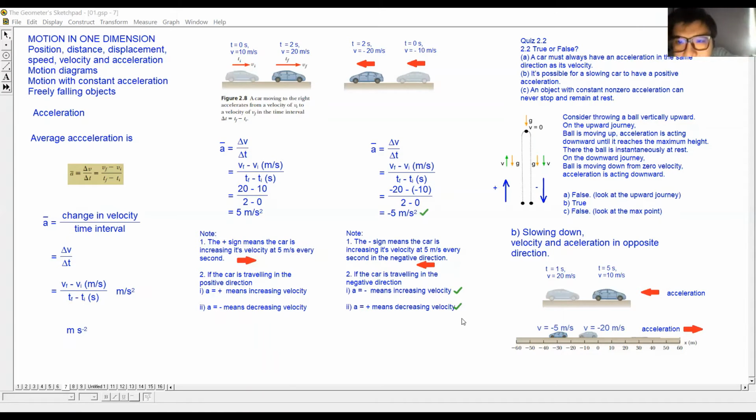A negative sign, when it is moving in the opposite direction, doesn't really mean that the velocity is increasing or decreasing. It is the reverse.